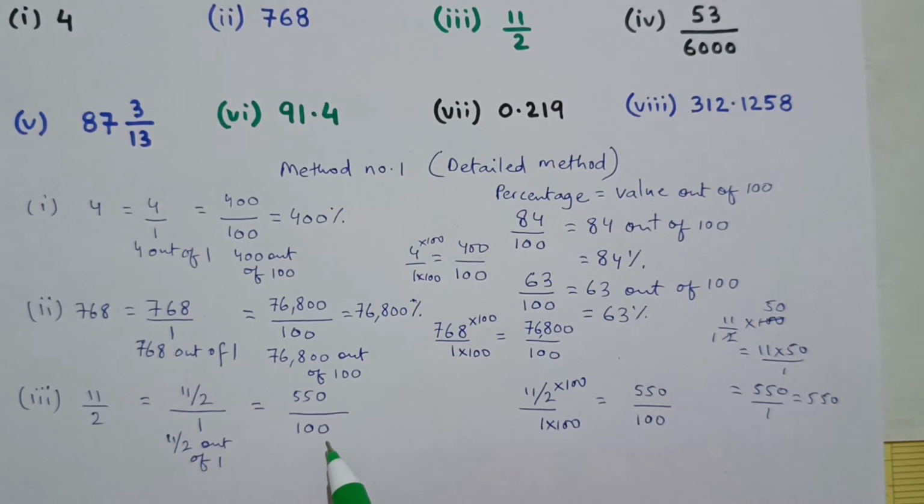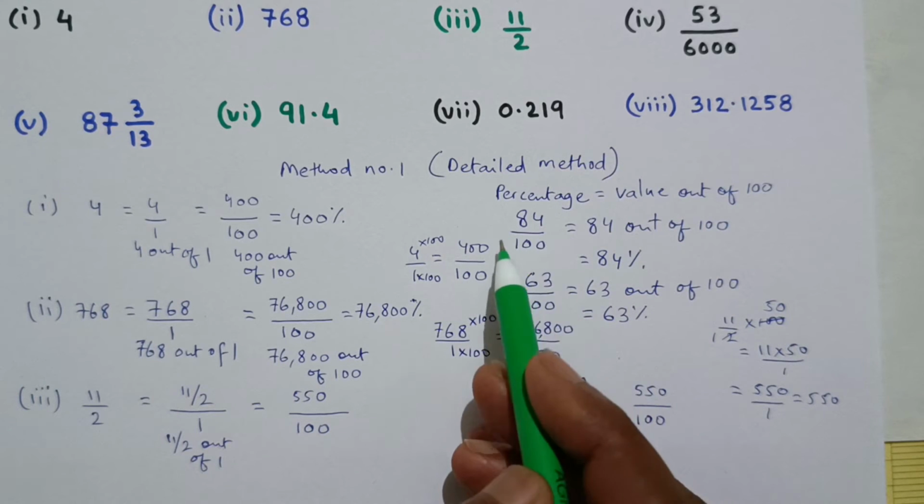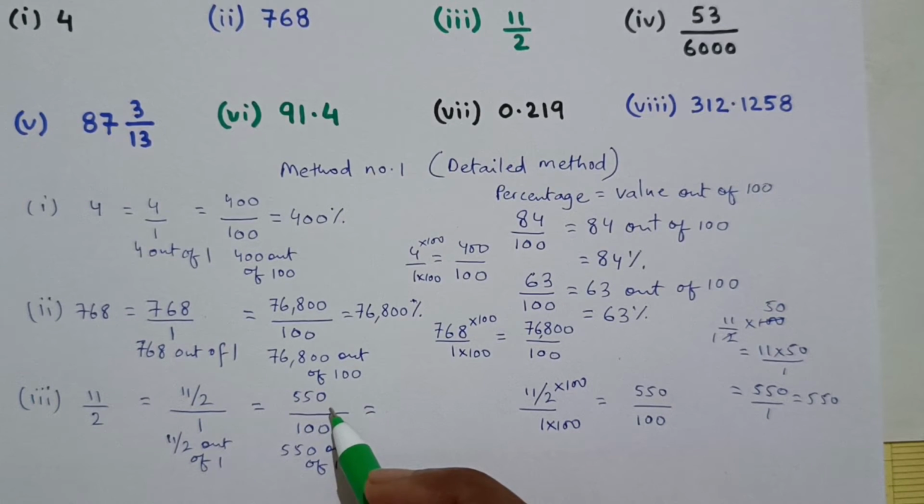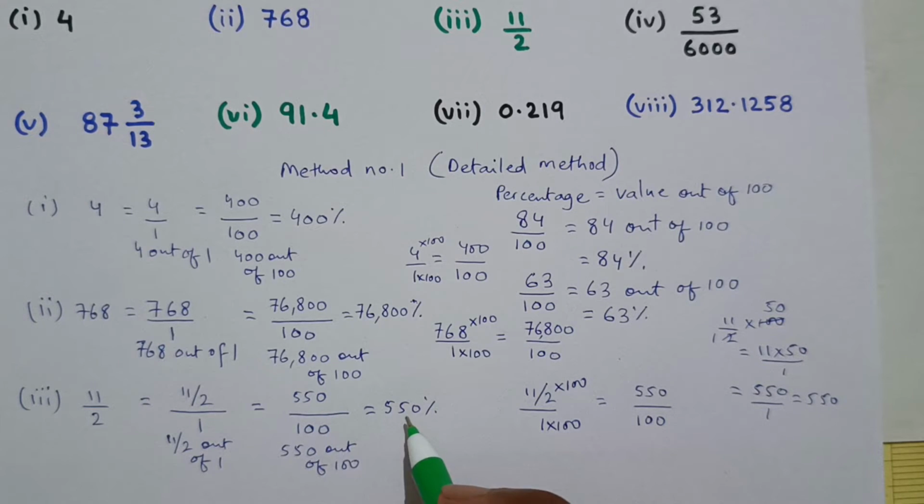Now 550 by 100, using this analogy, I can call it 550 out of 100. So how much is the percentage? It is 550 percent, because the value out of 100 is 550. So 11 by 2, when I convert it into a percentage, becomes 550 percent.